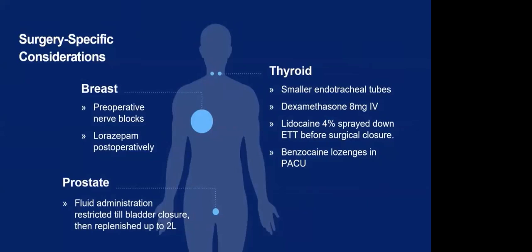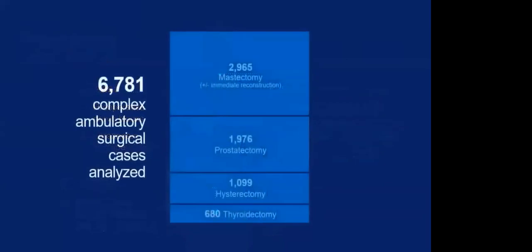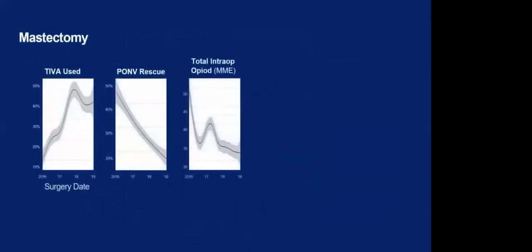So we analyzed almost close to 7,000 ambulatory surgical cases in the first 3 years. And you can see here almost 3,000 mastectomies, close to 2,000 prostatectomies, over 1,000 hysterectomies, and 680 thyroidectomies. So let me show you some of the trends that we've seen. I'm going to focus on two of the pathways, mastectomy and thyroidectomy.